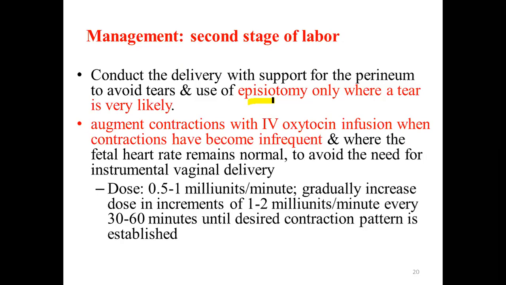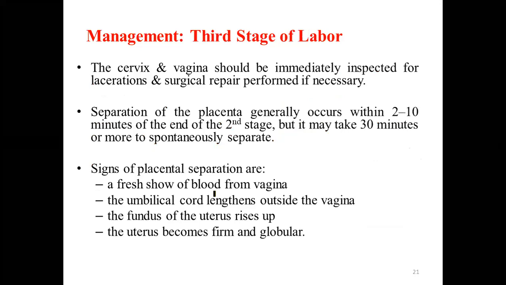Then apart from that, if the contractions are not frequent, maybe you can augment with oxytocin. Oxytocin is a synthetic hormone that can be administered intravenously, and most of the time within 0.5 to 1 milli international unit per minute. It can be gradually increased depending on the contraction. So if the frequency of the contraction is not adequate in the second stage, then you need to consider administration of oxytocin to increase contractility. So those are the management strategies we need to consider.